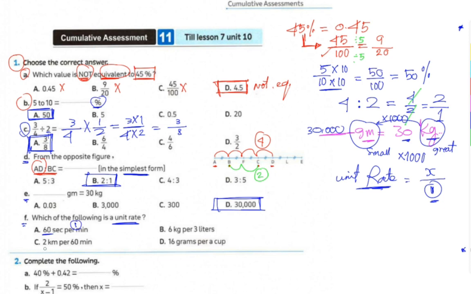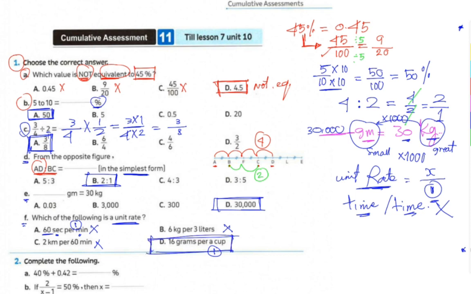Okay. Here, 2 per 60. False. 6 per 3. False. 60 grams per cup. Yes, per 1 cup. Which one is the correct? Point A or D? Not with me. Seconds per minute, that's time per time. Of course not. A rate is between two different quantities. Time per time is false. Second and minute, false. Here we have 60 grams per cup. That's a right unit rate.